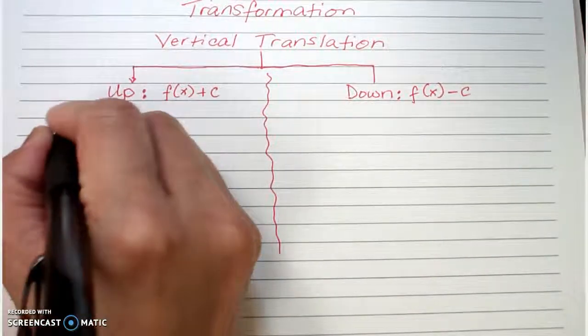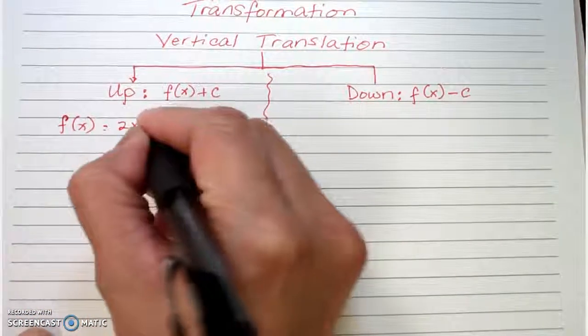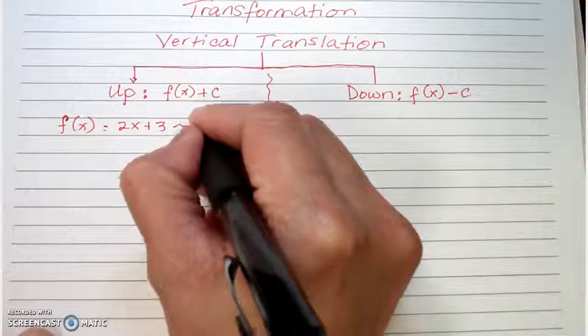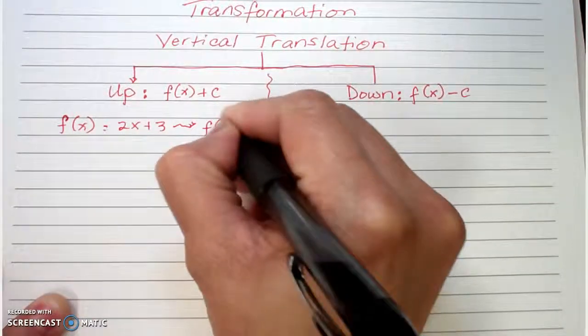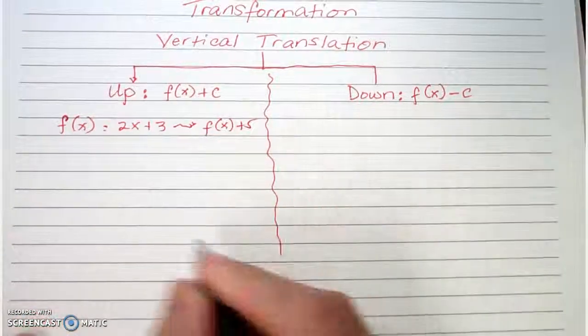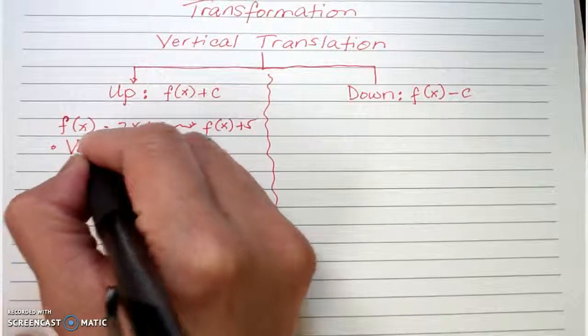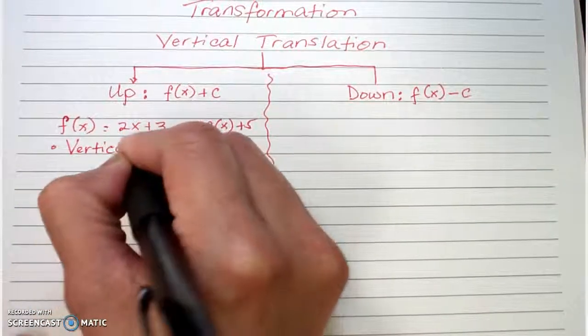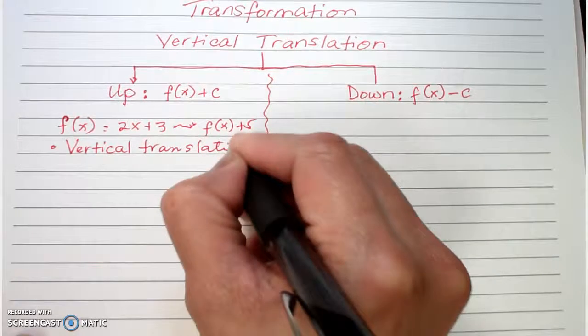Let's say that our function is 2x plus 3, and let's say we want to do a transformation of f of x plus 5. So how will this be described? This is going to be described as a vertical translation 5 units up.